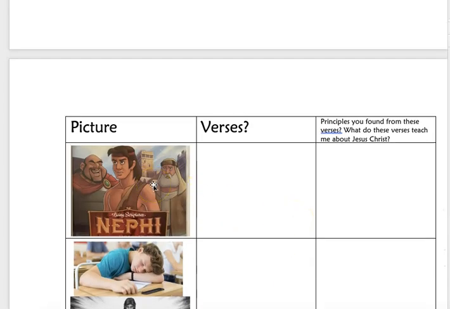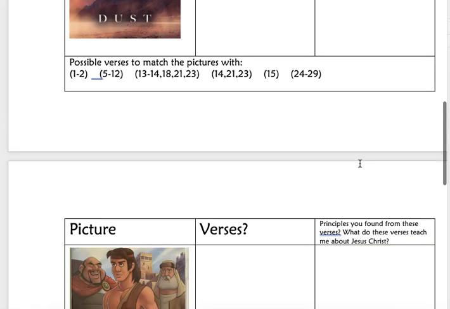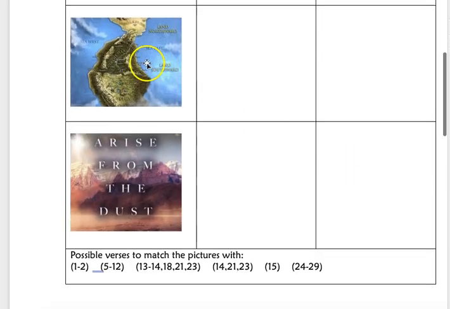And I specifically love the verses that talk about if you'll listen to Nephi, the Lord's going to bless you and prosper you. And a simple principle might be something like, when I follow the Lord's prophets, I know that I am blessed. What do these verses teach me about Jesus Christ? That He loves us enough to give us prophets in these last days. Anyway, have fun with this. This one's all the verses right here that talk about the promised land, verses 5 through 12.